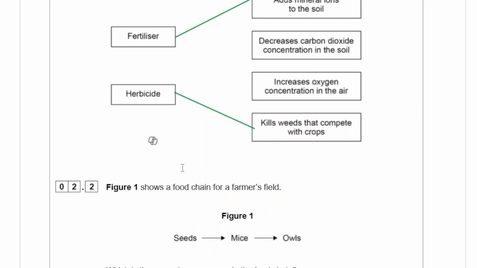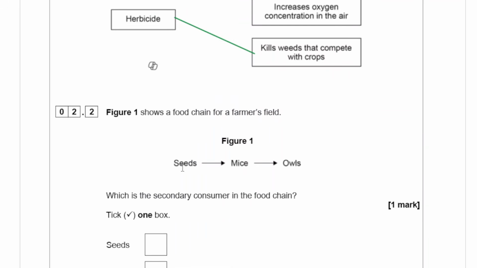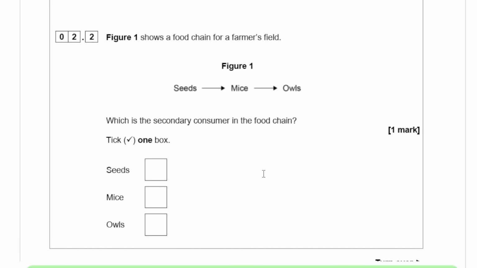Figure 1 shows a food chain for a farmer's field: seeds, mice, and owls. What is the secondary consumer in the food chain? That would be the owls. The primary consumer is the mice. The seeds is called the producer. It's not a plant, but it's part of the producer. The mice is the primary, and the secondary consumer is the owls.